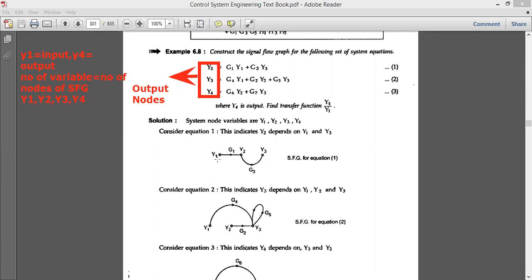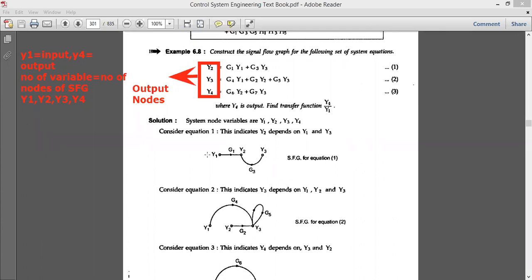So just put y1 as one dot here and move towards y2, and write the coefficient of y1 between the two nodes. You can see the coefficient of y1 here is g1, so simply write g1. Similarly, y3 should move towards y2, so put one dot beside y2 and drag one line from y3 to y2, because y2 is my output node at present. The coefficient with respect to y3 is g3, so write g3 here.